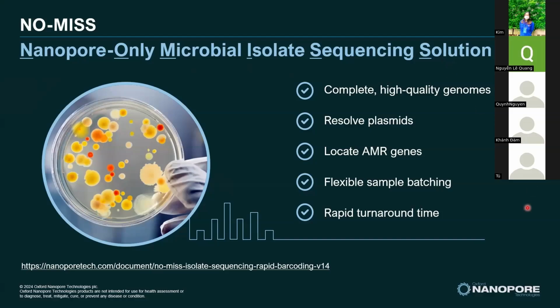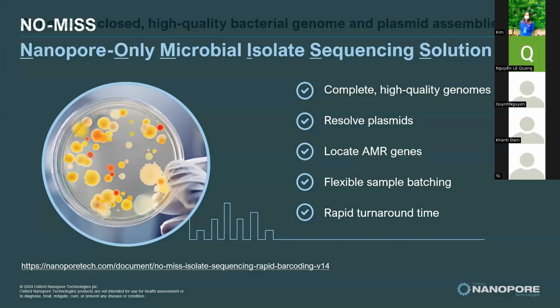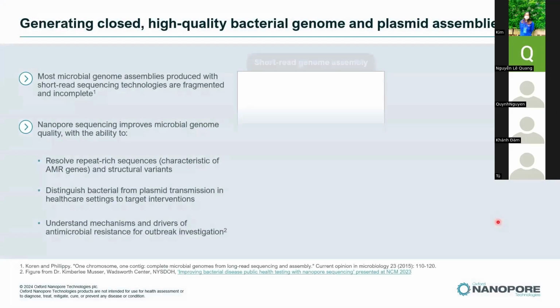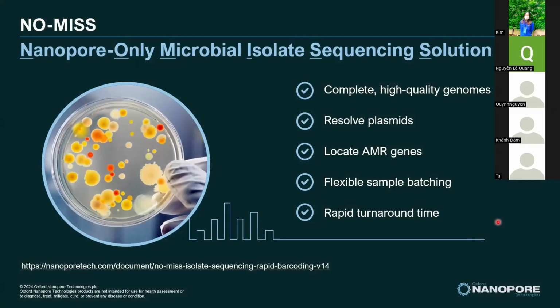Additionally, it also allows for accurate profiling of antimicrobial resistant genes. It offers you information into the resistant mechanism. And this method is highly flexible. It can support sample batching, or if you don't require any batching, you can do that as well. It also can deliver rapid turnaround times, making it ideal for both clinical and research settings, where speed and adaptability are essential.